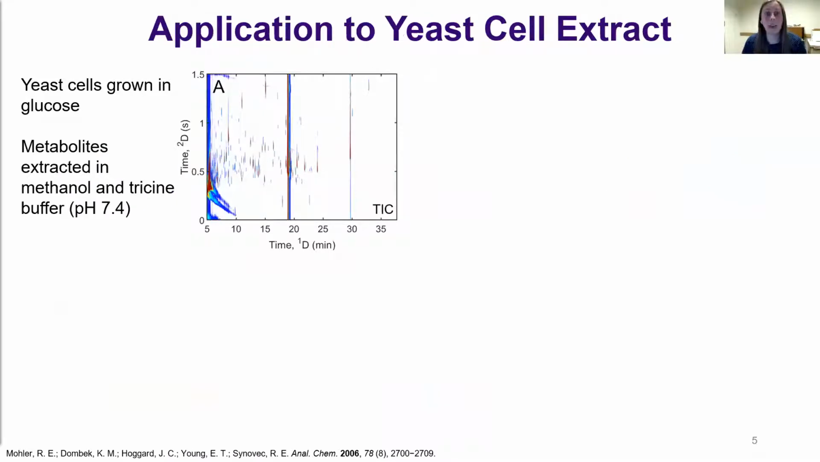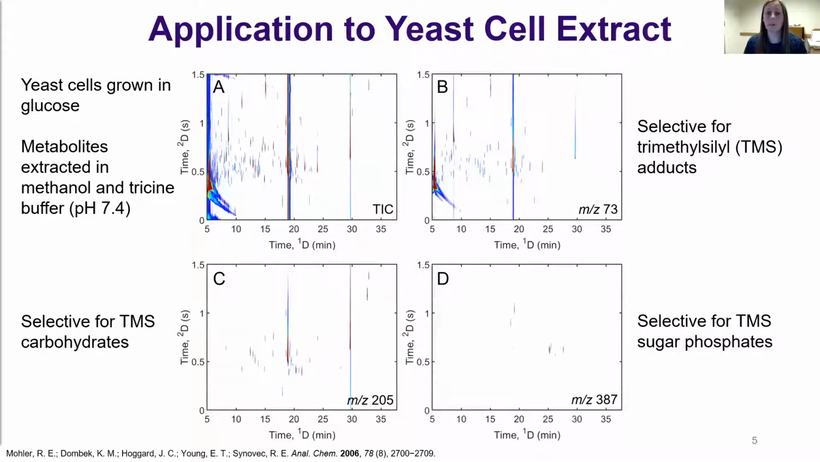We decided to apply our enhanced TIC algorithm to a complex mixture of a yeast cell extract, where yeast cells were grown in glucose and had their metabolites extracted in methanol and triazine buffer. Here I show the total ion current chromatogram for the entire separation. If we look at a few select mass channels that target the TMS adducts, carbohydrates, and sugar phosphates, we can see analyte signals highlighted by the gold stars at these mass channels, but their signal intensity is so low that we cannot see them in the total ion current chromatogram.